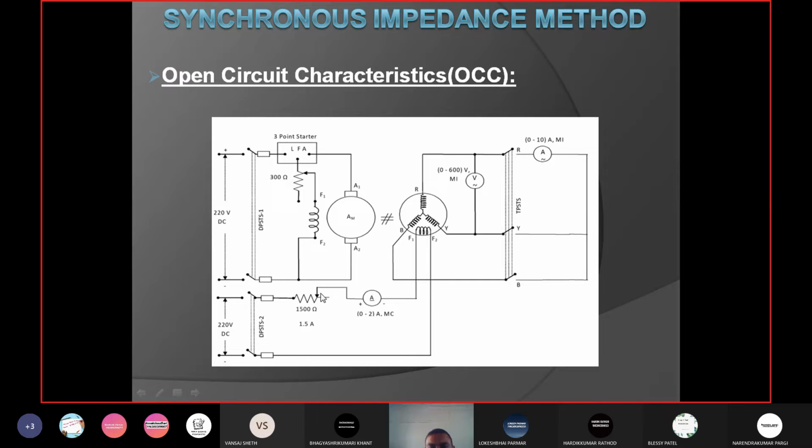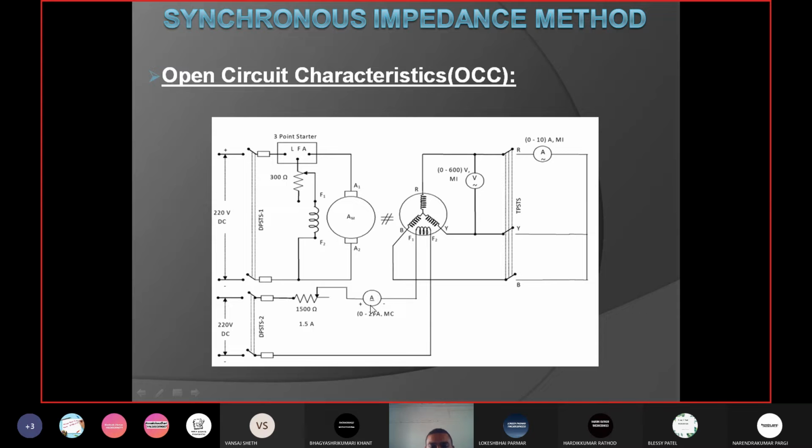Now gradually we have to cut out the resistance from the field circuit of the alternator, step by step. At each step we have to measure the field current of the alternator, and for that field current we have to measure the open circuit voltage. So 10 to 15 readings we have to take from 0 to maximum field current.